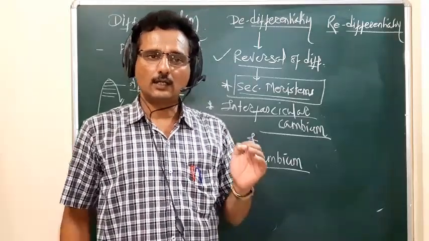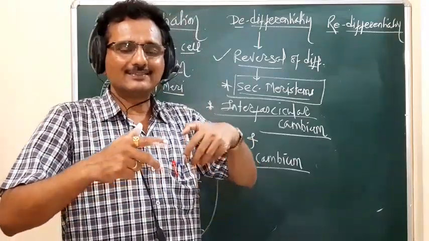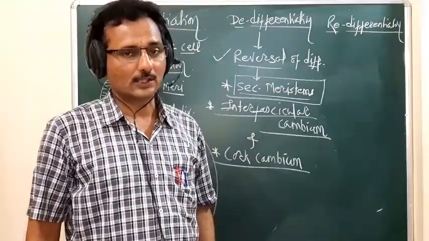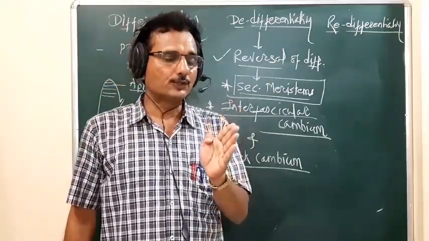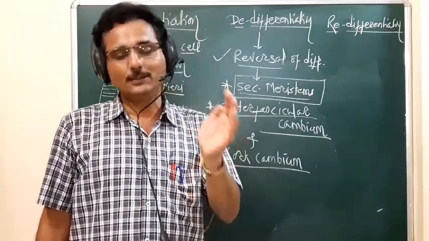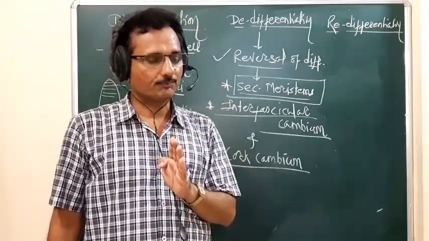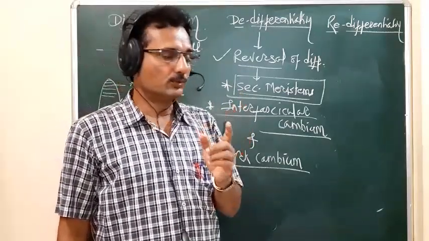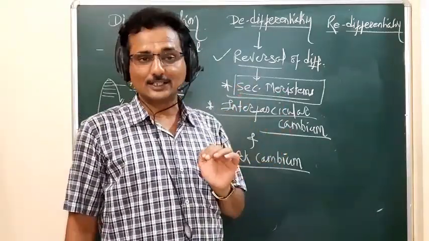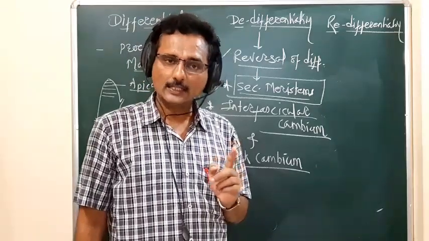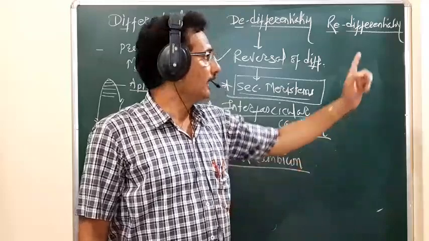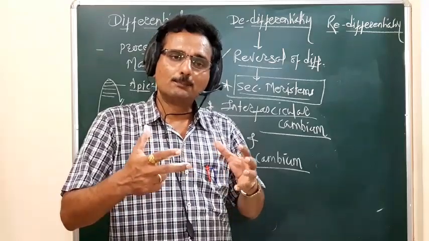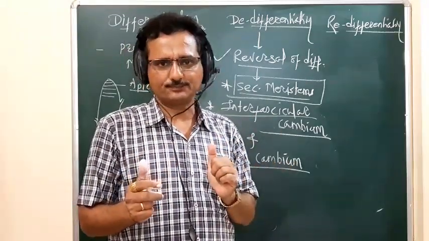Redifferentiation means there is again a differentiation process. So what is that differentiation process? The formation of the permanent cells from the meristematic tissue. It is called a differentiation process. So the third time, what happened in the plant? In the third time, we observed the differentiation process again. Again differentiation process, in the sense, is called the re-differentiation process. Means there is again the formation of permanent cells from the meristematic tissue.